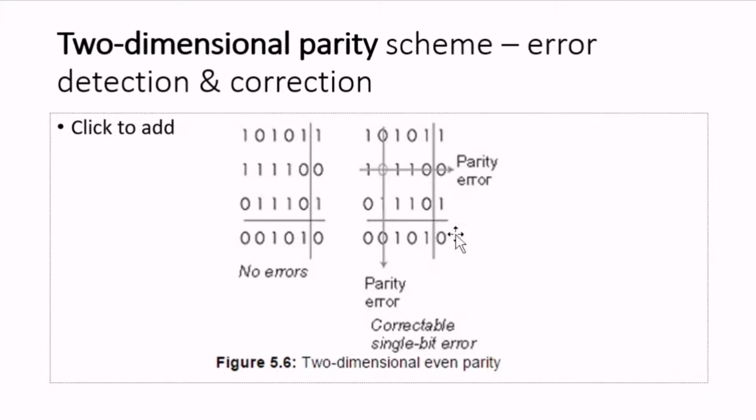And over here is also checking the error. So by crossing these two parity bits, we know that this bit here has an error. So that's how this two-dimensional parity check scheme works.